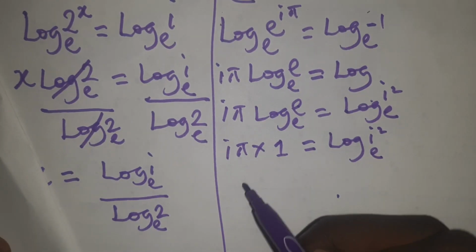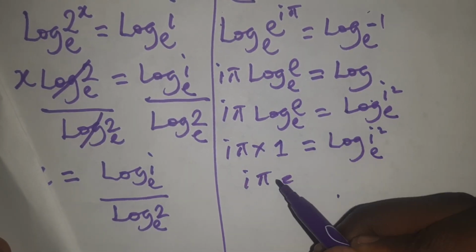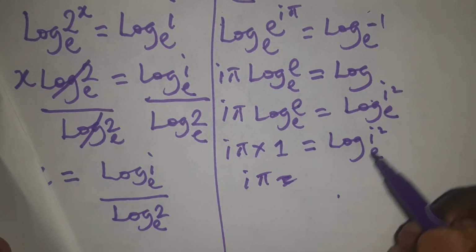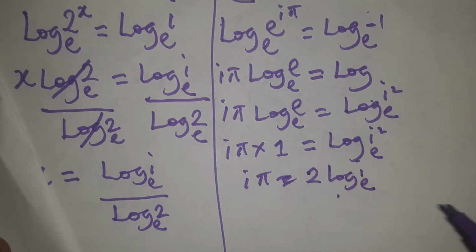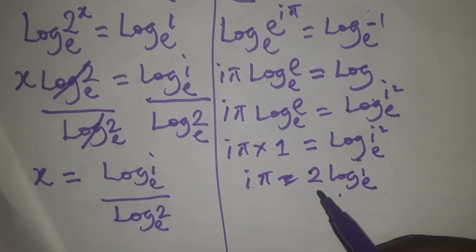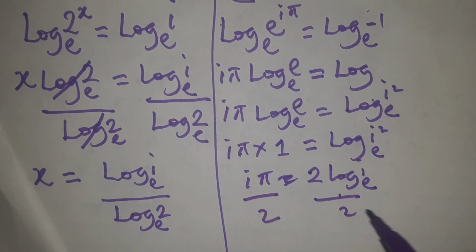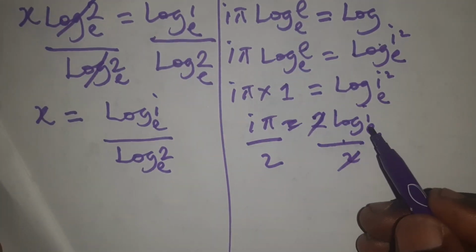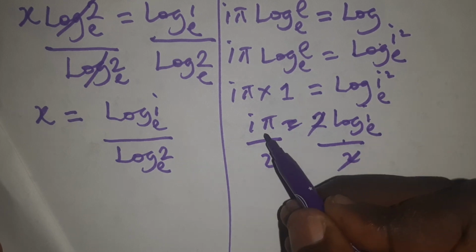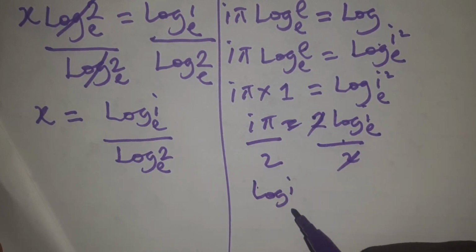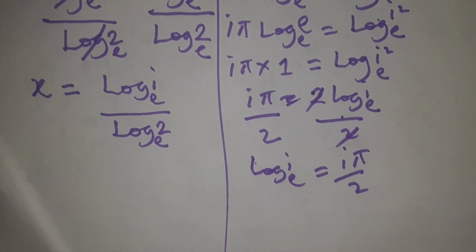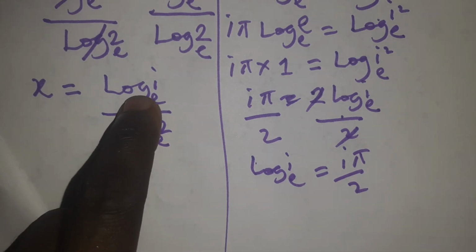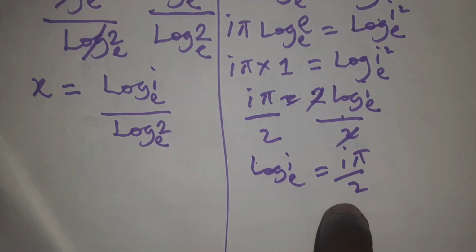And of course, i pi times 1 is still i pi, equals, the 2 can move over and be in product with the log i to the base e. So that will be 2 log i to the base e. Then dividing through by 2, 2 cancels 2. Then log i to the base e is now equal to i pi over 2. So we now have a value for log i to the base e, which is i pi over 2.